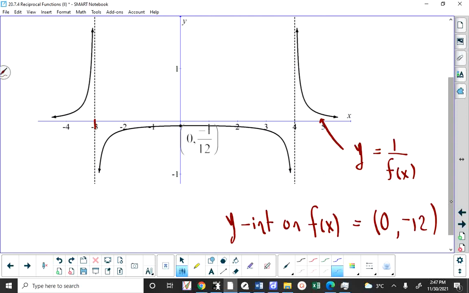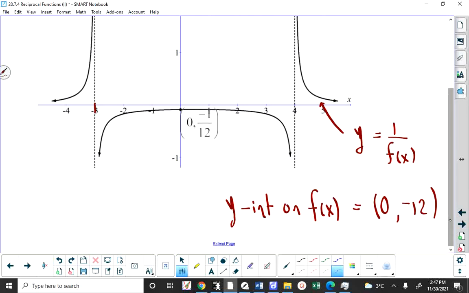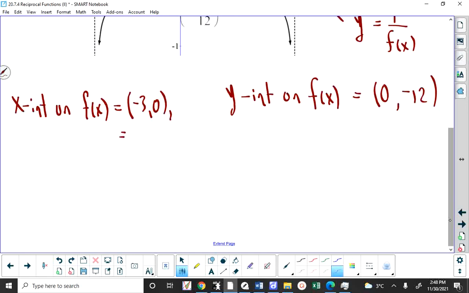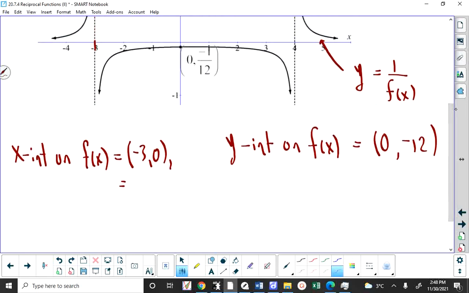We know that there's an x-intercept at negative 3 on the original, because wherever there's an x-intercept on the original function, it becomes a vertical asymptote on the reciprocal. So we have x-intercepts on f of x equal to negative 3, 0, and another one at 4, 0. And this, again, is really not a difficult question.